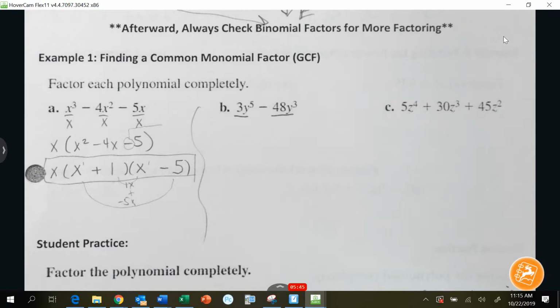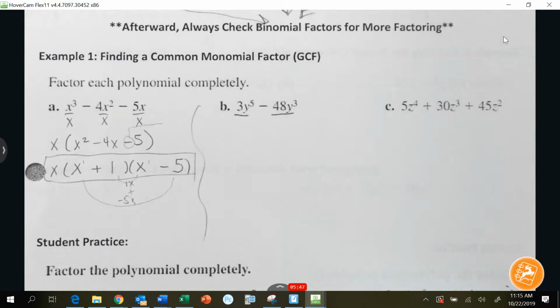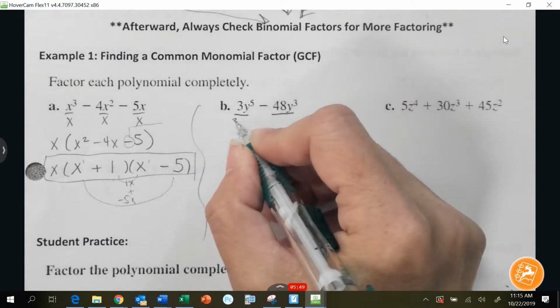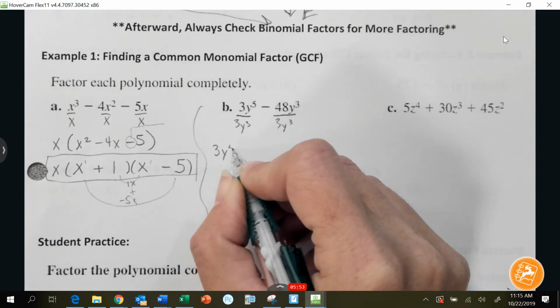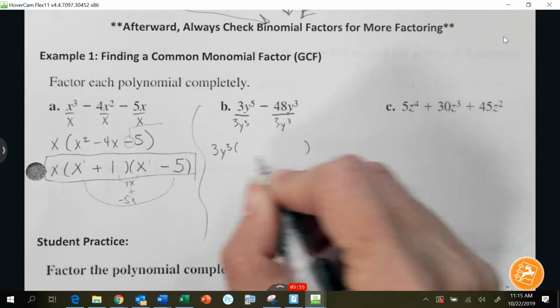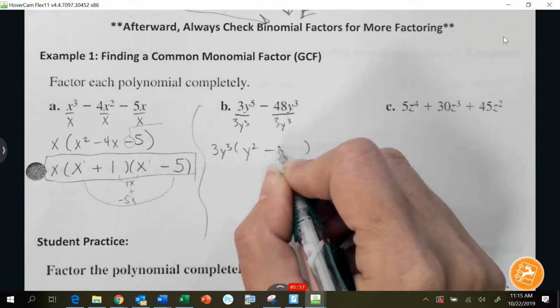Let's do it this way. Shivani. 3y cubed. So I pull that out, 3y cubed. I have what's left over, y squared minus 16.